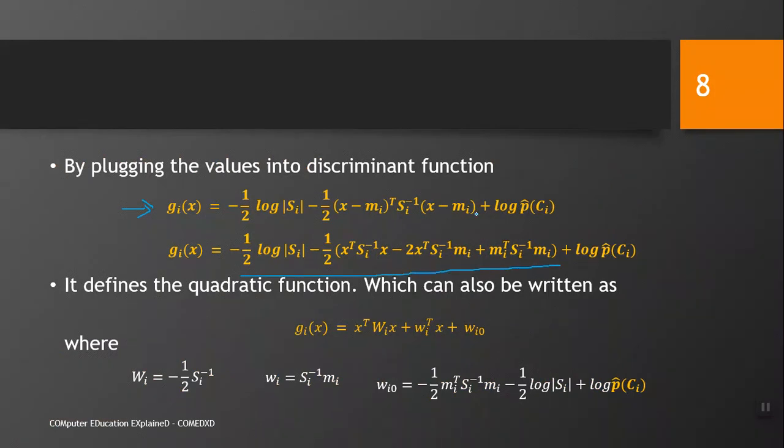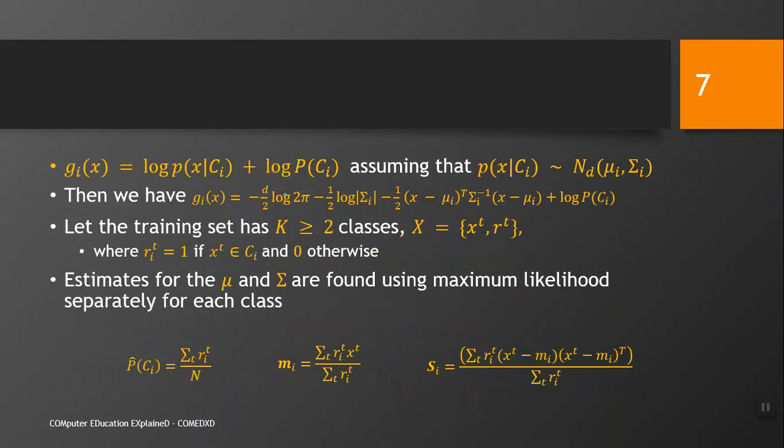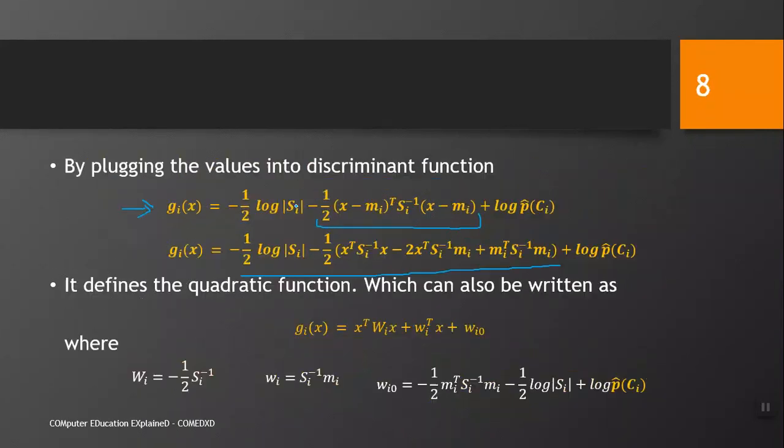This is the variance taken from here. You can see that we get this expression, so we are going to work with this expression. Here we put the value of m_i and S_i and solve it. It defines a quadratic function which can also be written as this, and this function is derived from this expression by just assuming different quantities.